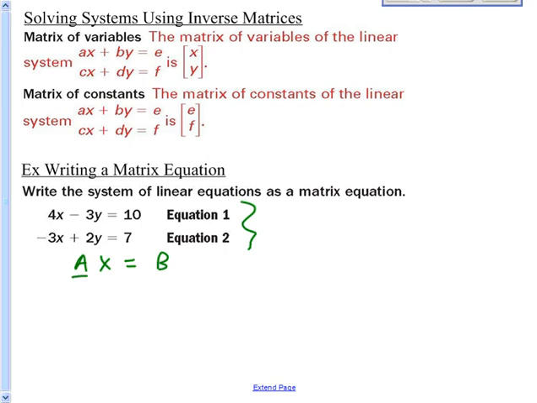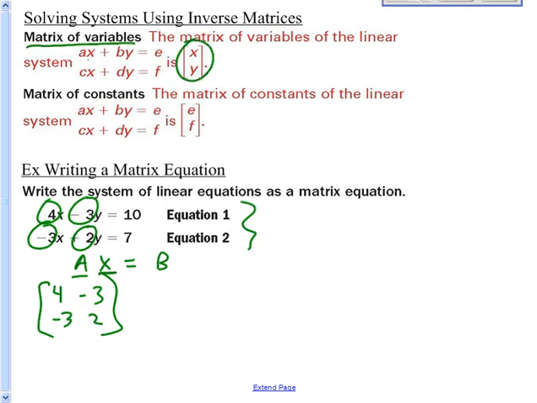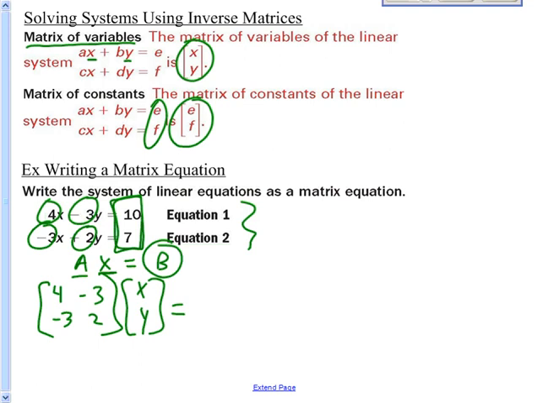Where matrix A is our coefficient matrix, so 4, -3, -3, 2 in this case. Our matrix X is just our matrix of variables, so that's just X, Y. That's the variables that you're solving for. And then matrix B right here is just your matrix of constants. Where does that come from? Right there, the 10, 7 in this case. So that's equal to 10, 7. Okay, so now we've set it up as a matrix equation and we can solve that.